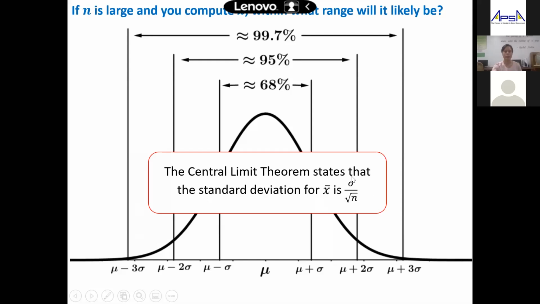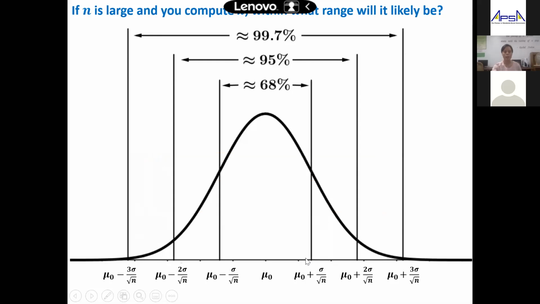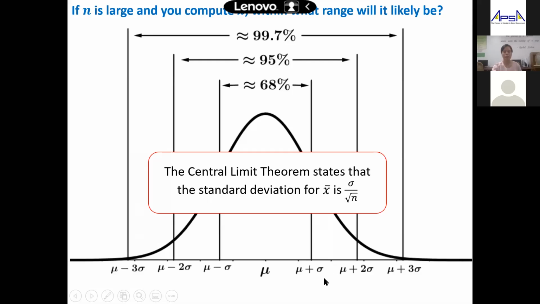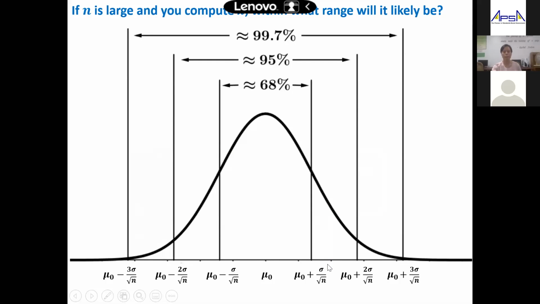Okay. So the central limit theorem states that the standard deviation is sigma over square root of n. So ayan, whatever is your mean plus sigma over square root of n, that is one standard deviation. Yan siya. So sigma over square root of n. Balikan natin ito mamaya.